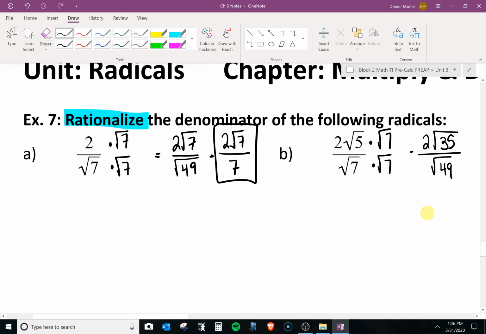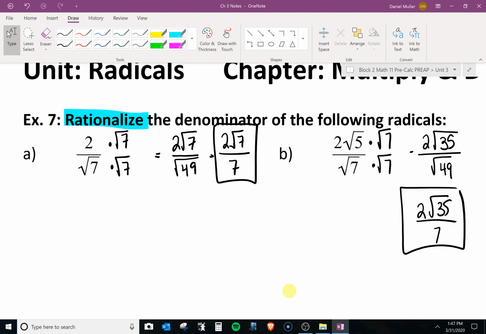So here we have 2 square root 35 over square root 49. Again, I could join those fractions together, but the square root of 49 is a perfect number. I can just make that a 7, because the square root of 49 is just 7. Now the denominator, or the bottom of the fraction, does not have a square root, so we consider this done.